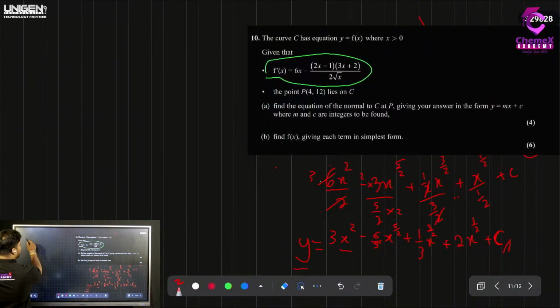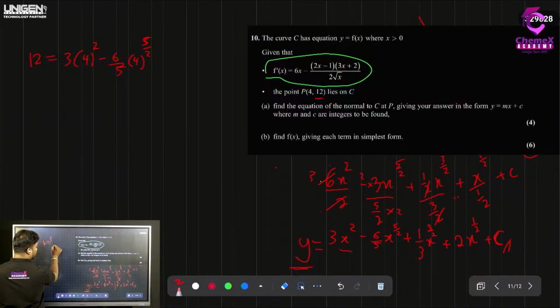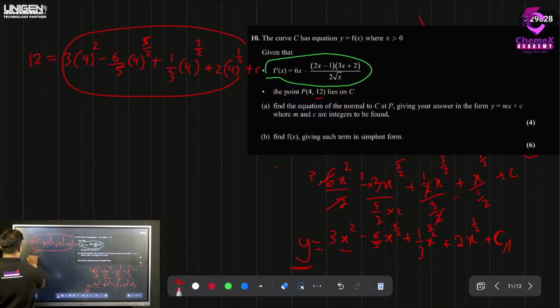Okay. 12, so y is 12. 12 is equal to, in place of y, and for x I put the value, 3 times 4 to the power 2 minus 6 over 5 times 4 to the power 5 over 2 plus 1 over 3 times 4 to the power 3 over 2 plus 2 times 4 to the power 1 over 2 plus 6. Work out the answer for this whole set and take it to the other side, subtracting. Then c will be equal to what? 16 over 50. Still not the complete answer.